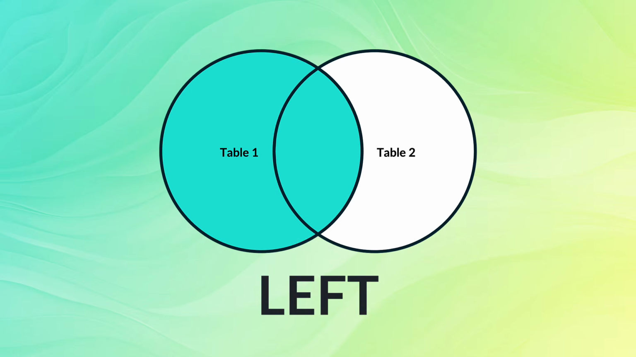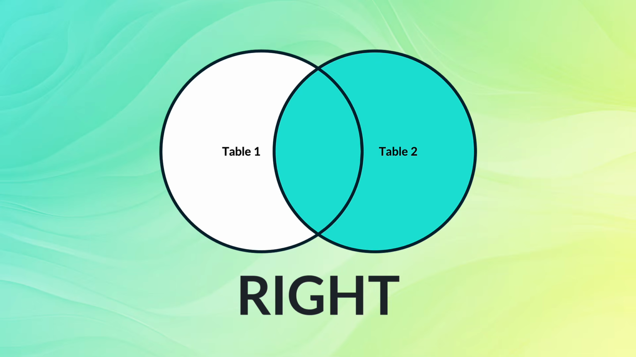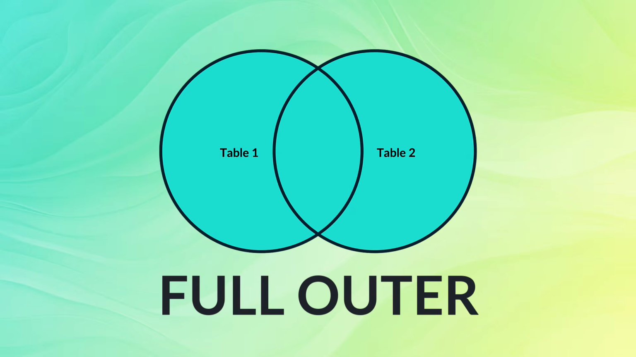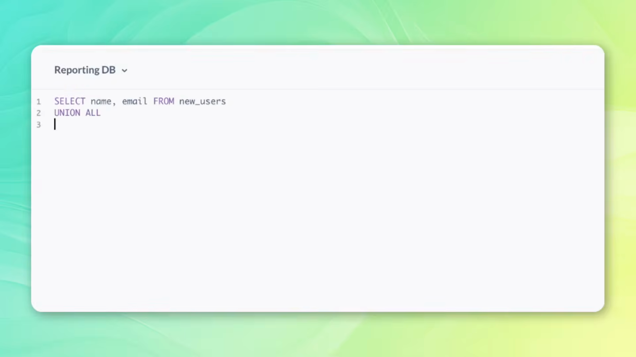Left join, which returns all records from the left table and only matching records from the right table. A right join, which is the opposite, returns all records from the right table and only matching records from the left table. And full outer join, which brings in all records from both tables. Note that you can also append or stack tables vertically using union or union all.